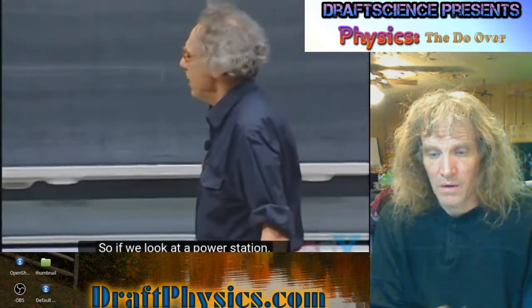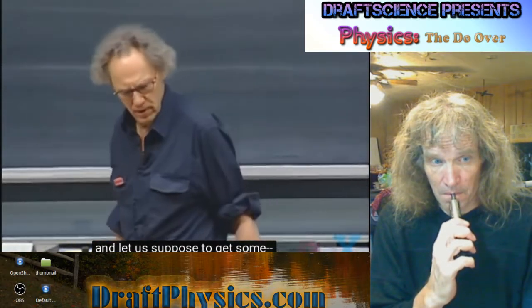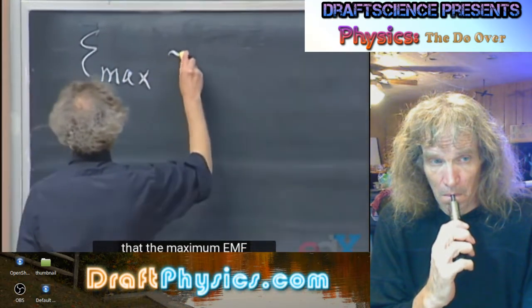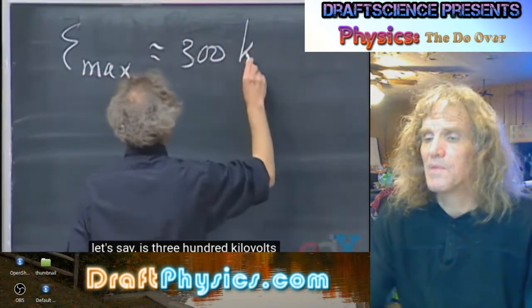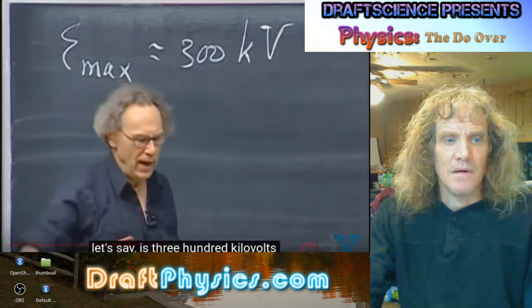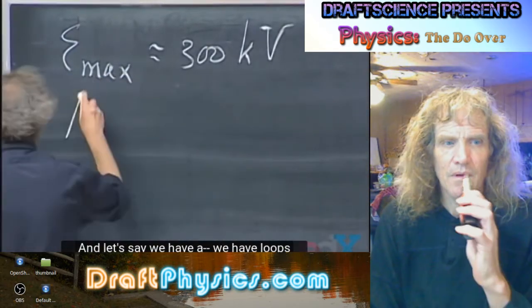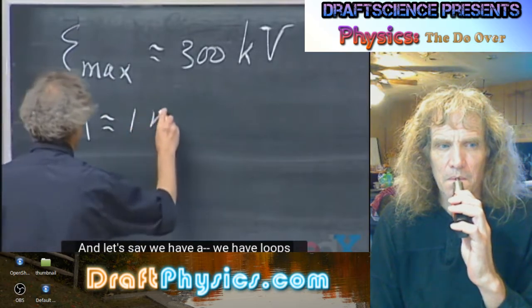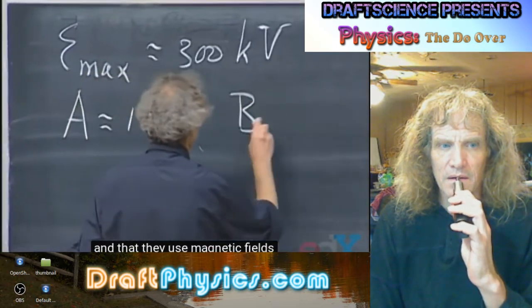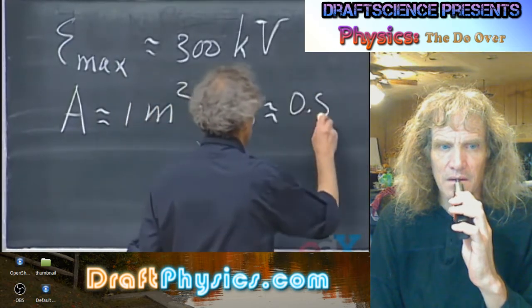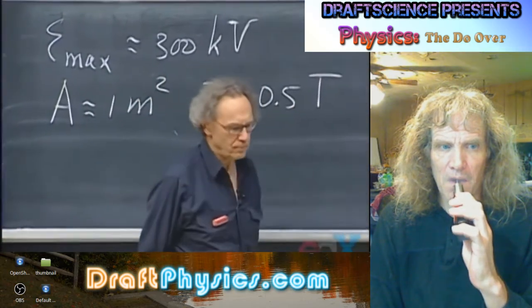So, if we look at a power station, as we discussed earlier in this course, let us suppose, to get some numbers, that the maximum EMF that the power station produces, let's say, is 300 kilovolts, which it puts on the line. And let's say we have loops that have an area of about 1 square meter, and that they use magnetic fields which are, let's say, half a Tesla, by no means unreasonable numbers.